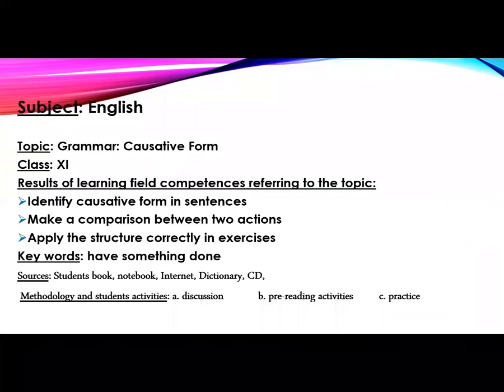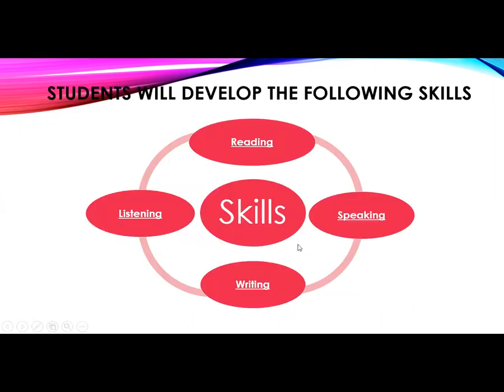We use the causative form to talk about activities we haven't done ourselves, but someone else, usually a professional, has done for us. By the end of the lesson, you will be able to identify the causative form in sentences, make a comparison between two actions, and apply the structure correctly in exercises. The key words are the causative structure, have something done. During the lesson, you will develop the four following skills: reading, listening, speaking, and writing.